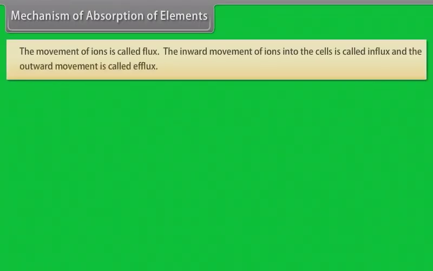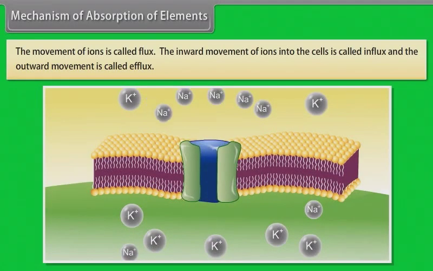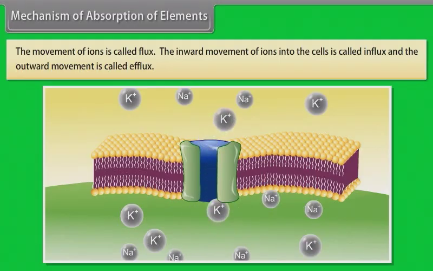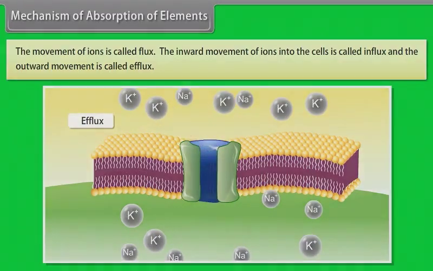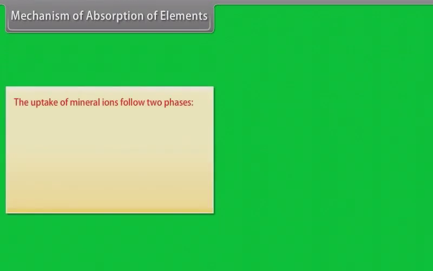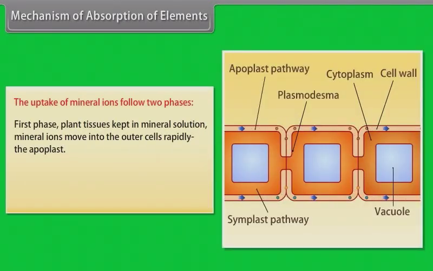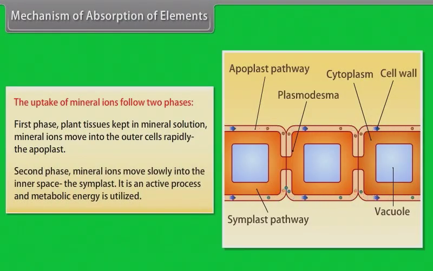Mechanism of absorption of elements. The movement of ions is called flux. The inward movement of ions into the cells is called influx, and the outward movement is called efflux. The uptake of mineral ions follows two phases. First phase, plant tissues kept in mineral solution: mineral ions move into the outer cells rapidly, the apoplast. Second phase, mineral ions move slowly into the inner space, the symplast. It is an active process and metabolic energy is utilized.